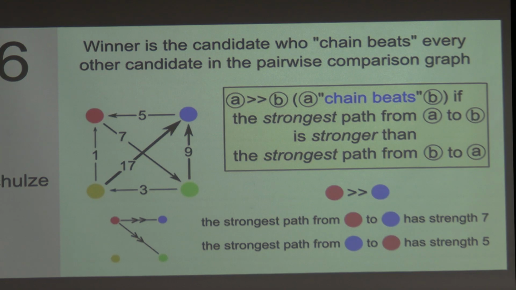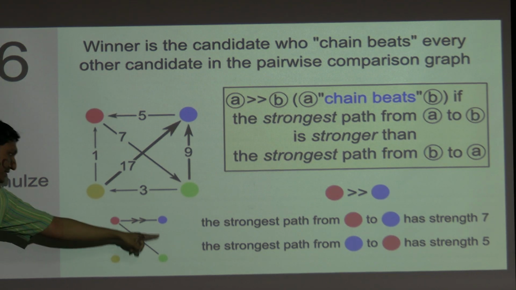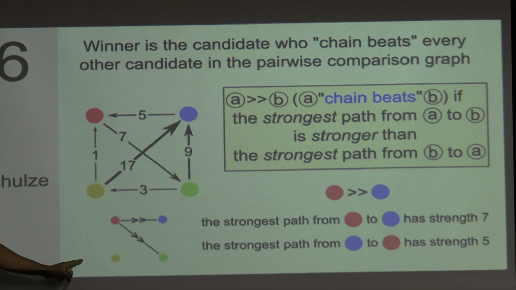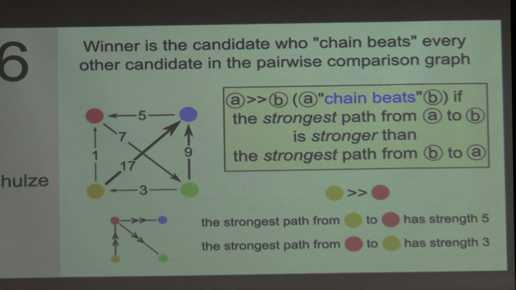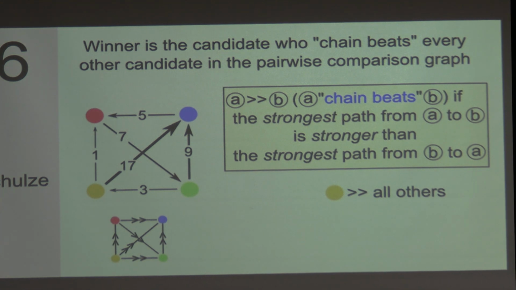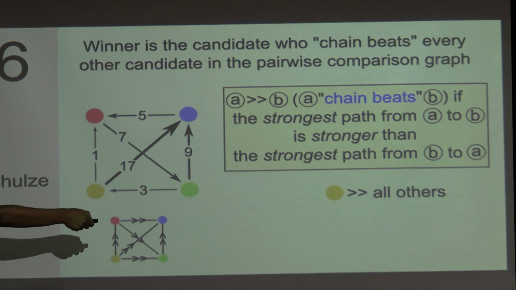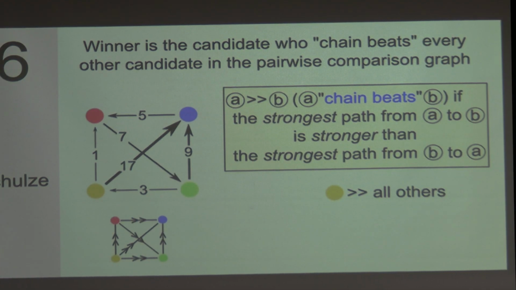So now we're just going to populate this little graph here, so who chain beats whom, we'll capture this information. Turns out that if you spend enough time on this, yellow happens to chain beat everybody else. Trust me on that. If you don't trust me, you can do the calculations offline. Now, because it chain beats everyone else, Schulze says that should be the Schulze winner.